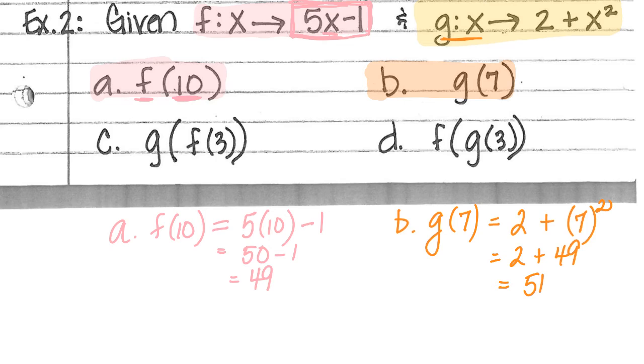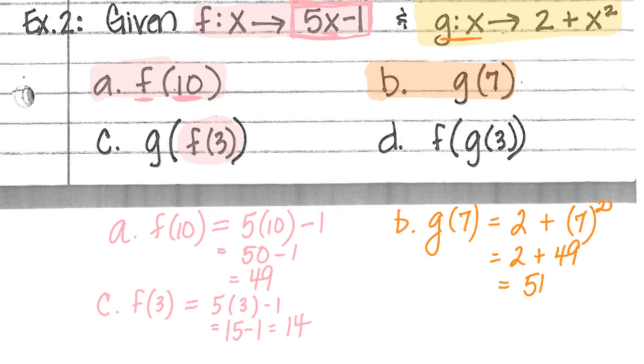Now, this one's getting a little harder. Remember, we always work from the inside out. So the first thing I'm going to do for letter C is instead of putting in x, I'm going to put in 3. So 5 times 3 minus 1 gives me 15 minus 1, which is 14.